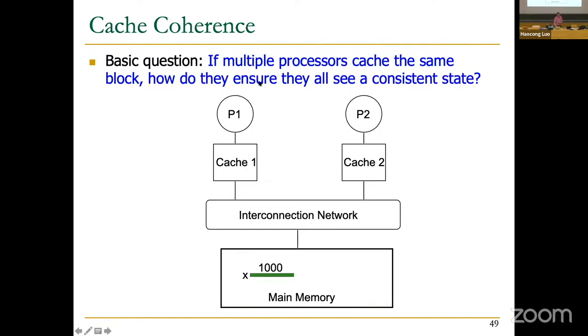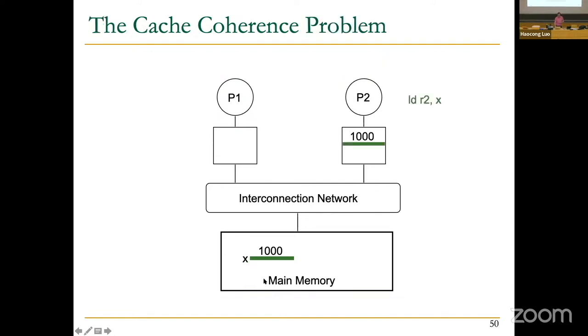So we have two processors over here, processor 1 and processor 2. They have private caches, cache 1 and cache 2, and there's some network through which they communicate to main memory. We're going to look at this particular cache block X, whose value is initially 1000. Let's say processor 2 loads X, or part of X, into some register. Let's say the value it loads is 1000. That's nice. The X gets cached.